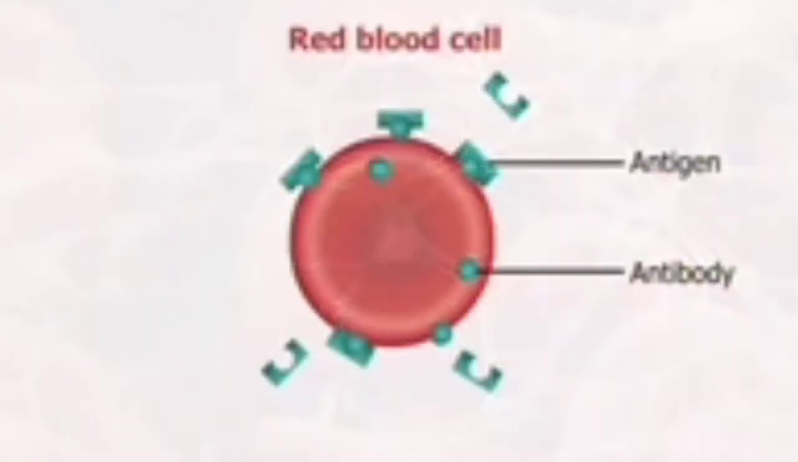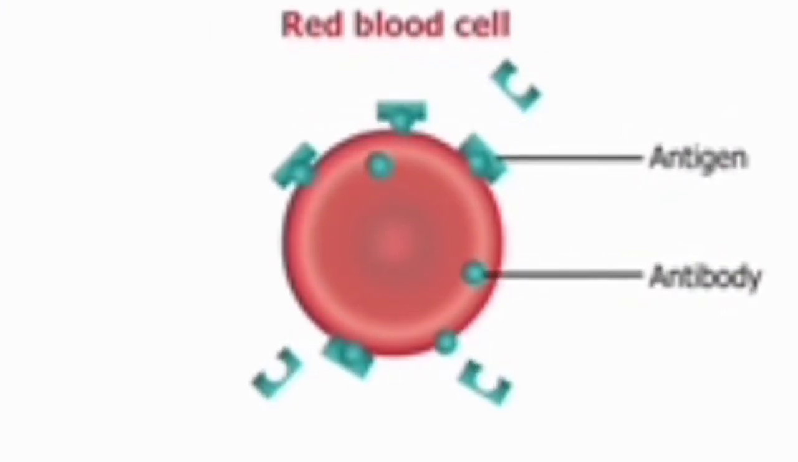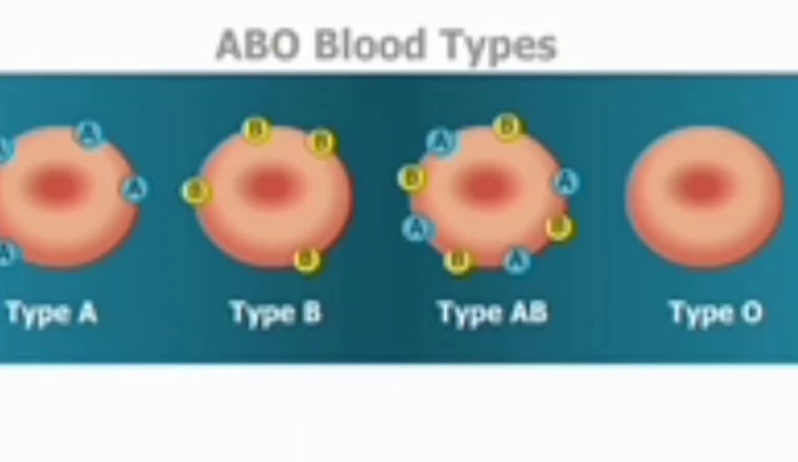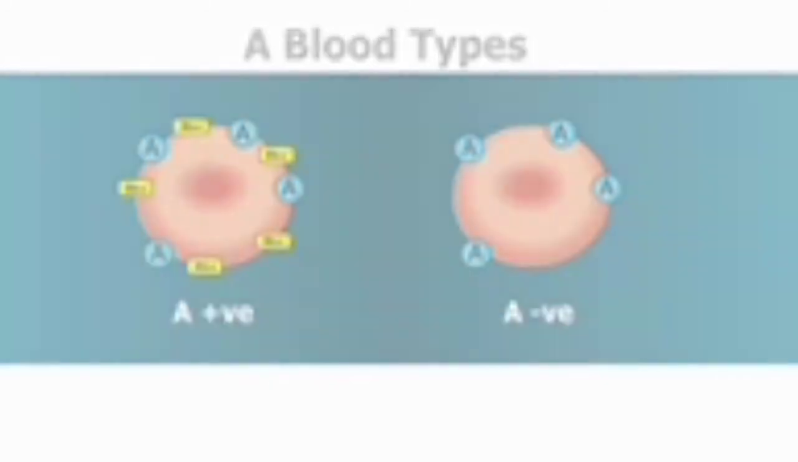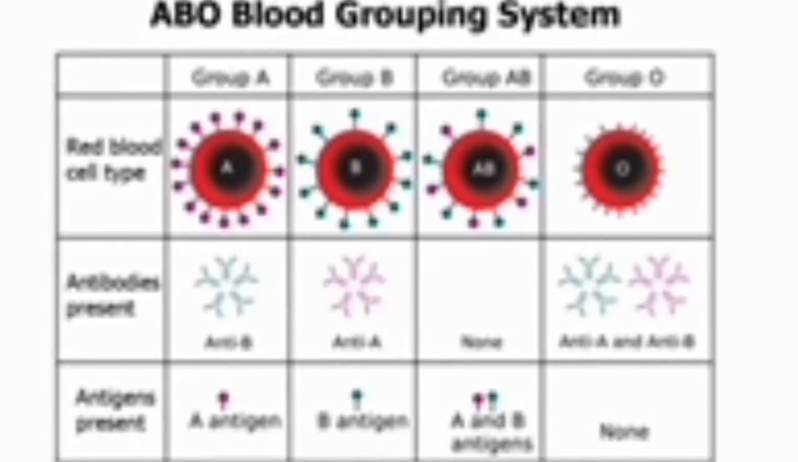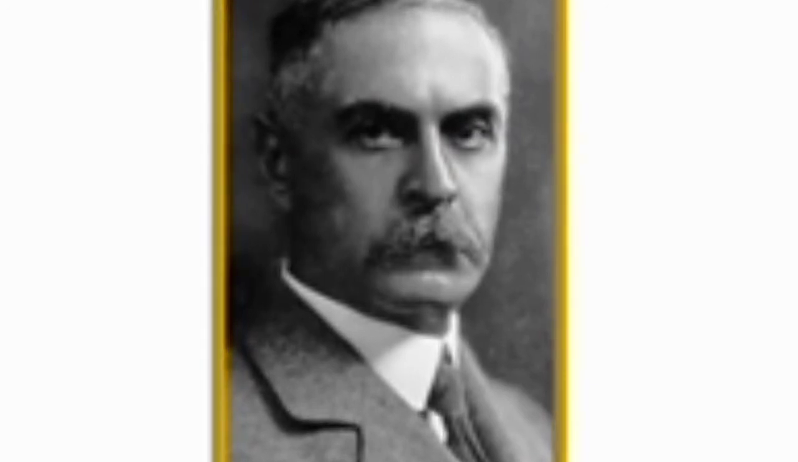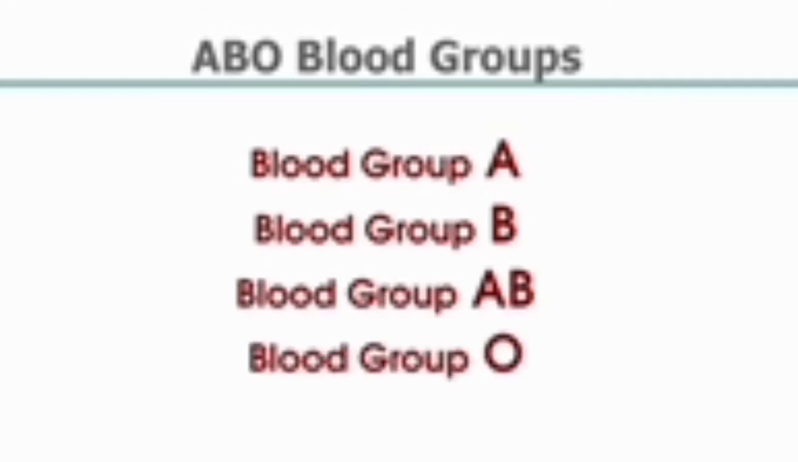There are certain protein molecules called antigens located on the surface of the red blood cells, and antibodies which are in the blood plasma. The differences in human blood are due to the presence or absence of these antigens and antibodies. Individuals have different types and combinations of these molecules. According to the ABO blood grouping system discovered by Karl Landsteiner, there are 4 types of blood groups: blood group A, blood group B, blood group AB, and blood group O.